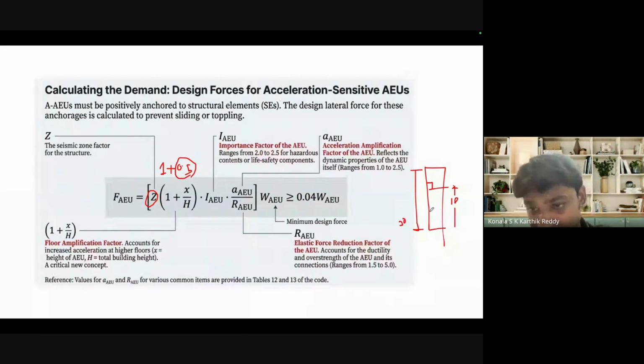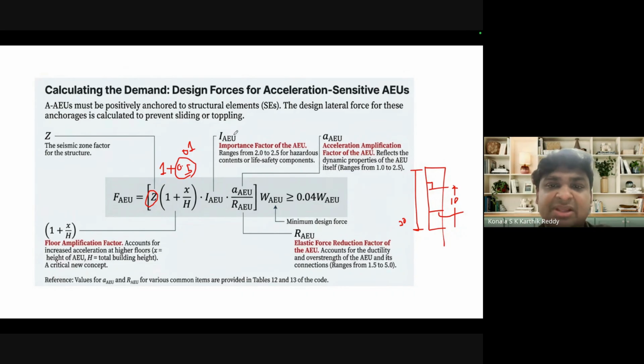Let us say you are keeping your equipment some 2 meters from the ground level. The X by H value will be 2 by 20, which will be 1 by 10, that is 0.1. So it becomes a de-amplifying factor. You are hardly taking 10% of whatever is the zone factor which you have here.